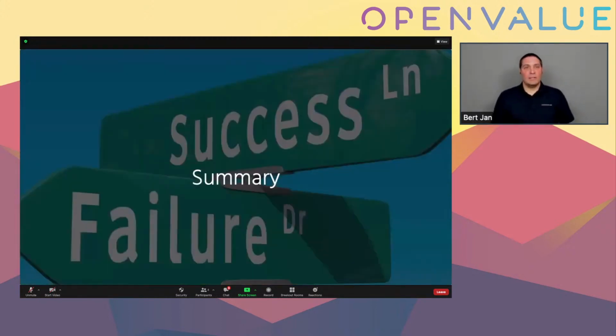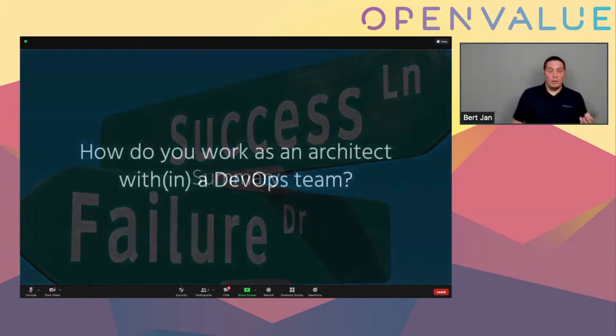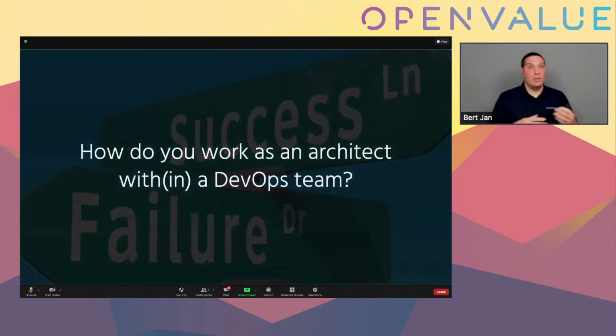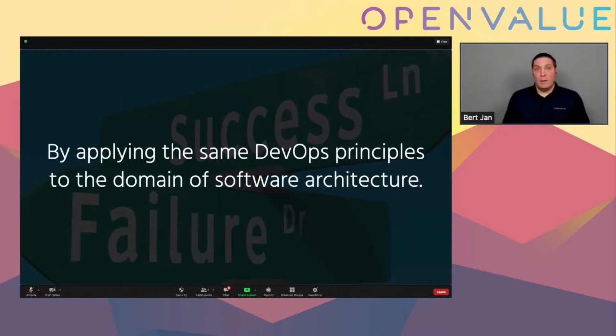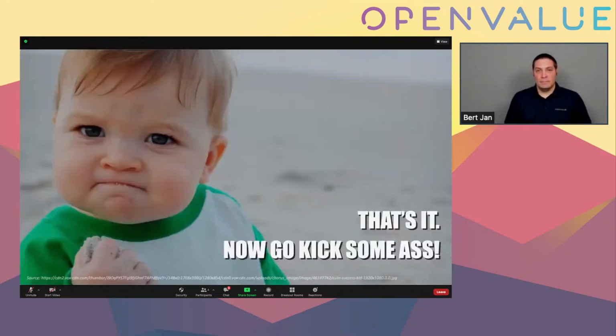So to summarize, how do you work as an architect with the DevOps team or within a DevOps team? Well, by applying the same principles, the same DevOps principles to the domain of software architecture. So that's it. I urge you to now go, please kick some ass.